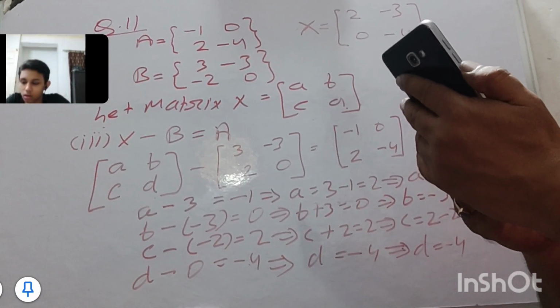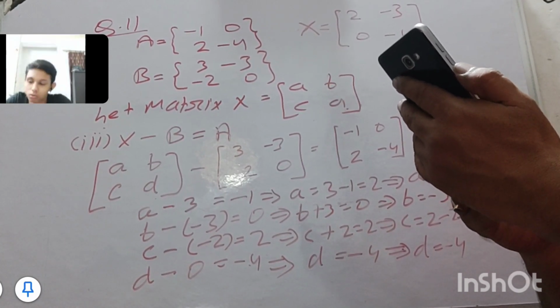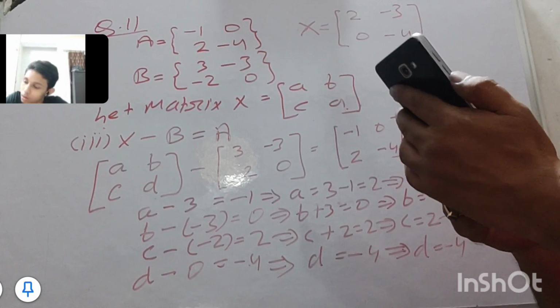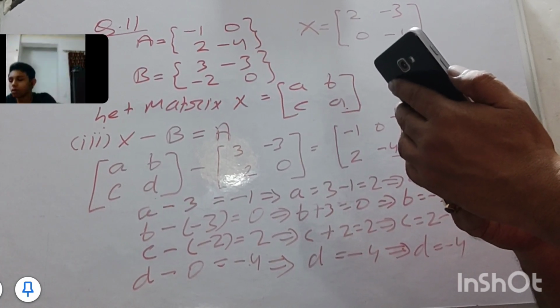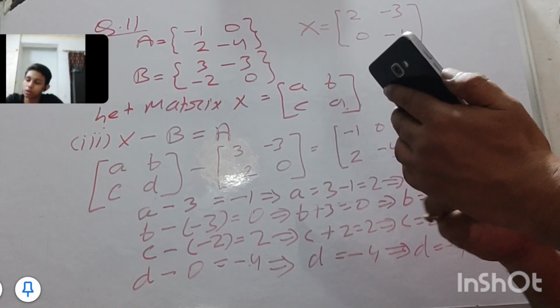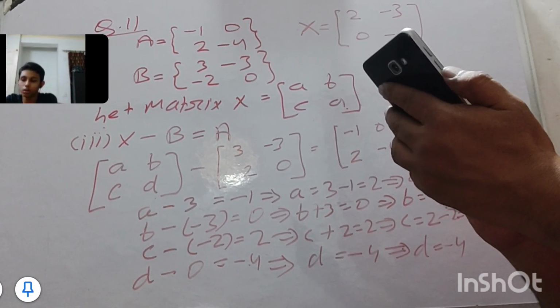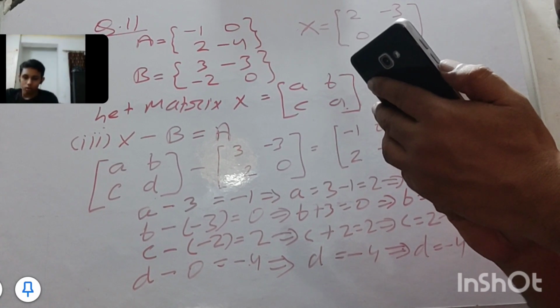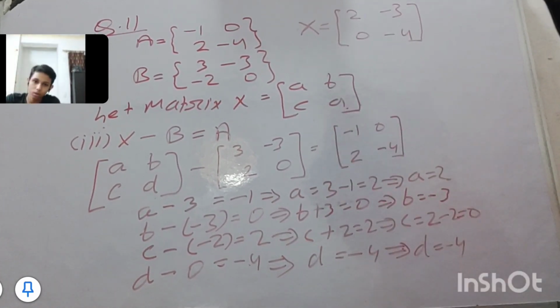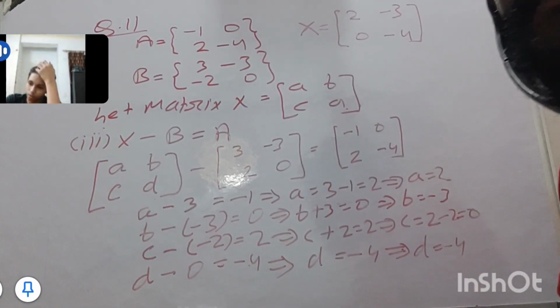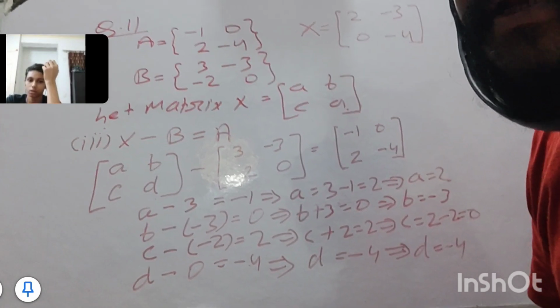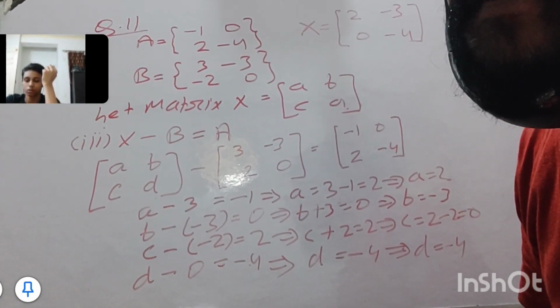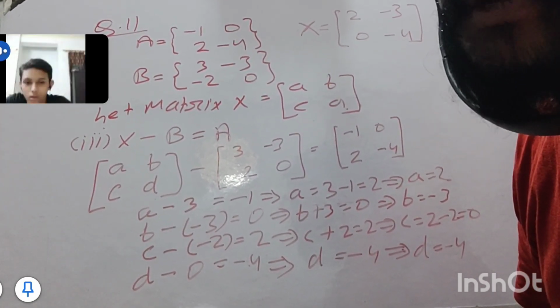So this was the whole solution of question number 11, and I hope you have understood well how to solve it if two matrices are given and we have to find a matrix like X. So thank you.